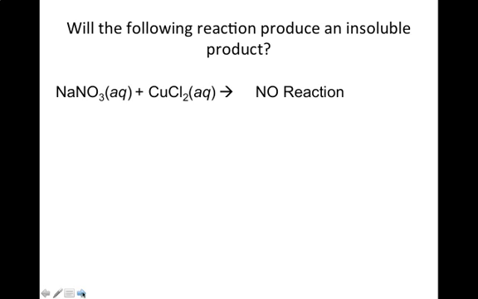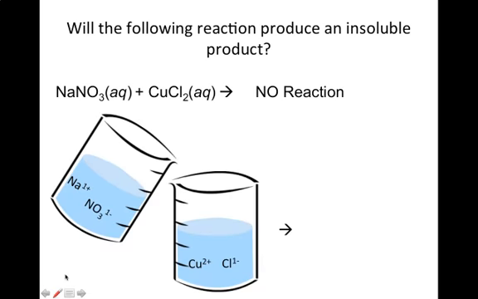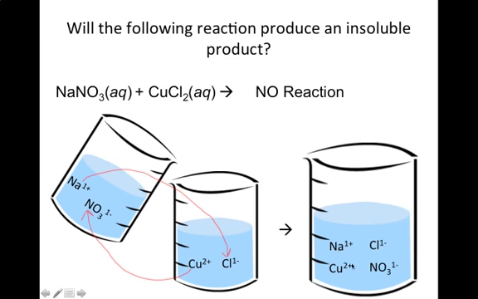Okay, will the following reaction produce an insoluble product? Sodium nitrate and copper chloride. We'll see how this does not produce an insoluble product. So here we have sodium nitrate and copper chloride. Now, we want to know if sodium can go with this anion to make a solid, or if copper can go with this anion to make a solid. And it can't, because sodium nitrate and copper chloride are both soluble salts. So no reaction occurs. We have no reaction.